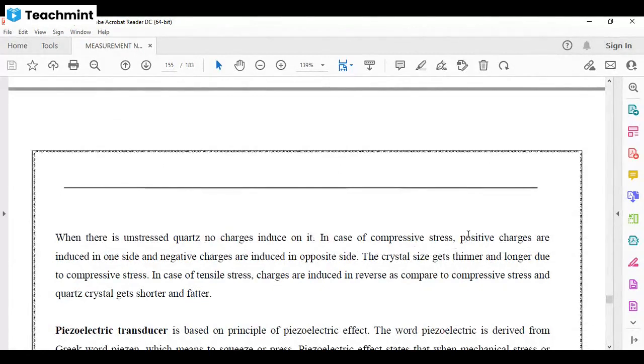In case of compressive stress, positive charges are induced on one side and negative charges are induced on the opposite side, and the crystal gets thinner and longer due to the compressive stress. In case of tensile stress, the charge induced is reversed as compared to the compressive stress, and the quartz crystal gets shorter and fatter.